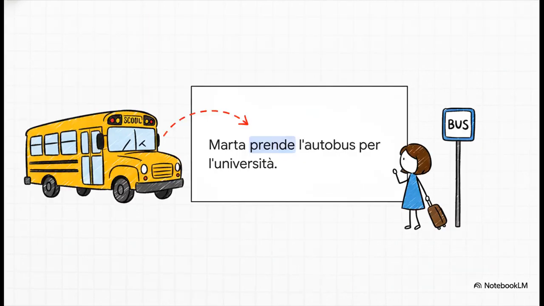Okay, next up, un verbo, prendere, which means to take. Our sentence is about Marta, who is a lei, or she. We go to our chart, find the lei row for -ere verbs, and the ending is -e. So prendere becomes prende. Marta prende l'autobus. Marta takes the bus. It just works.